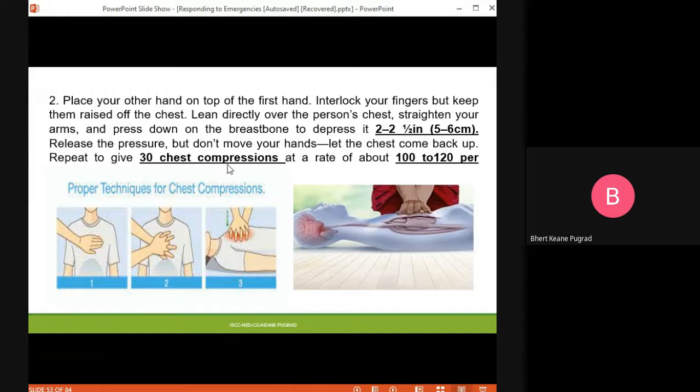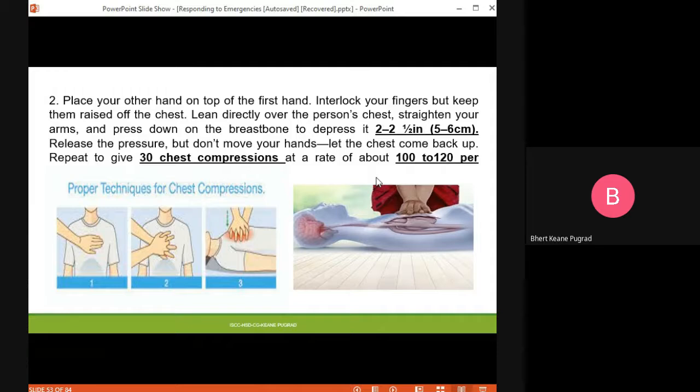Then straighten your arms and press down on the breastbone or the sternum to a depth of around 2 to 2.5 inches or 5 to 6 centimeters. You need to also release the pressure, but don't move your hands away. Do not release your hand. Instead, allow the chest to recoil. Kasi kapag pinindot mo to, babalik din yan. But wag mo tatanggalin yung kamay mo. Let the chest come back, or let the chest recoil.